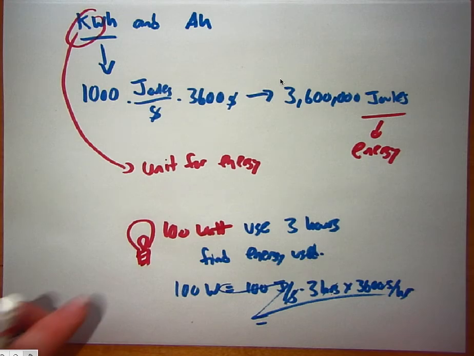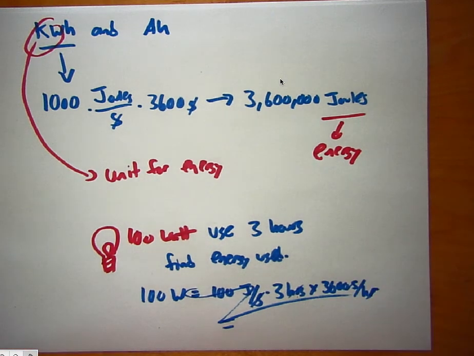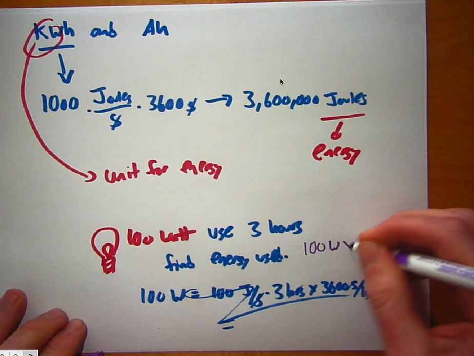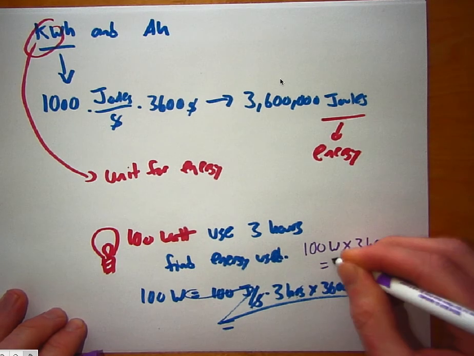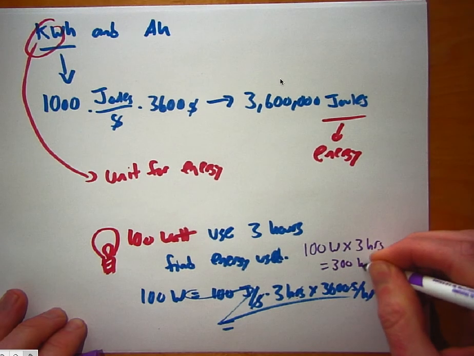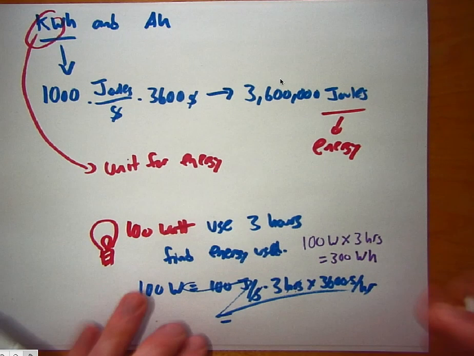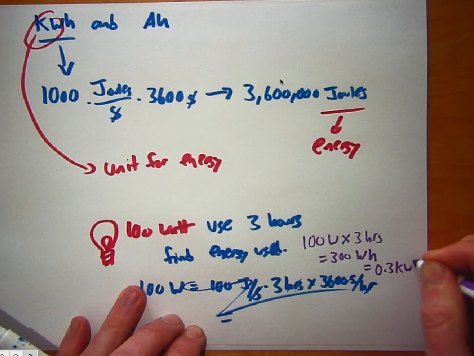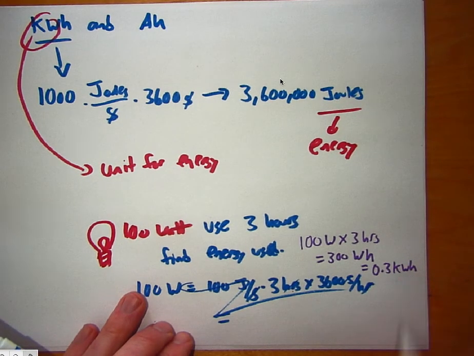You can do that, but it's actually much easier to use kilowatt hours for your units of energy. Finding the energy used is pretty easy. If I just take 100 watts and multiply it times 3 hours, that gives me 300 watt hours. Divide that by 1,000, and that's 0.3 kilowatt hours. And then I'm done, and I can say that's how much energy I used, 0.3 kilowatt hours, which is a certain amount of energy.